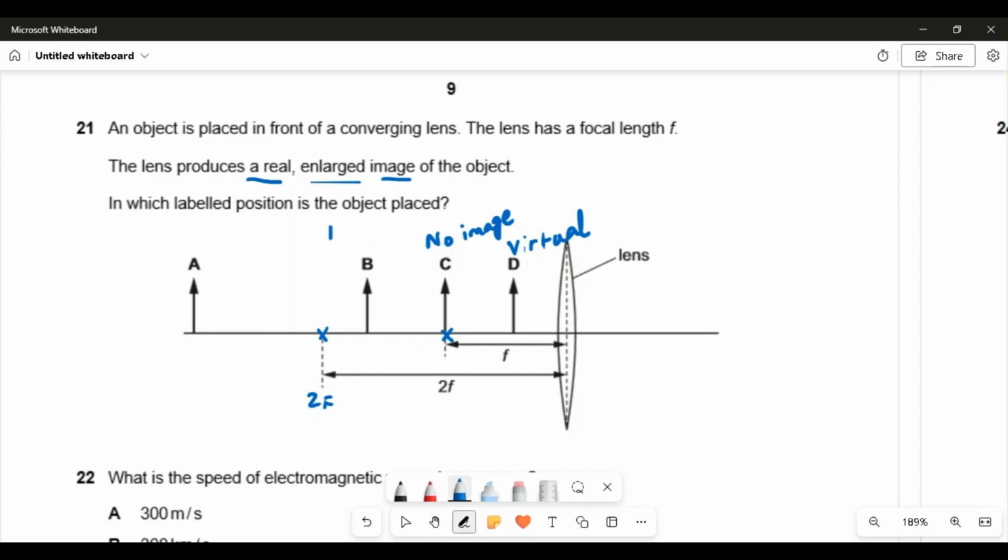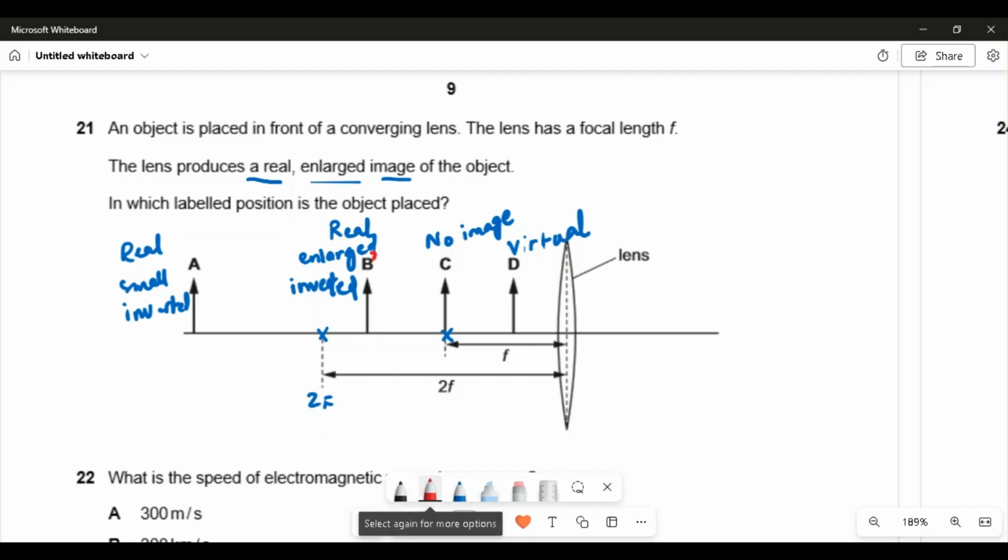B, the image is real, enlarged, and inverted. And on the other hand, A, it is real, yes, but small and inverted. It is real, small, and inverted. So our correct option here is option B.